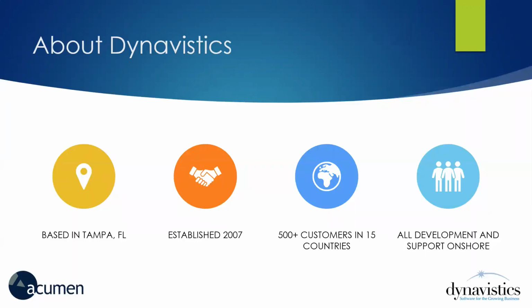So Dynavistics is based here in Tampa, Florida. We were established in 2007. We have over 500 customers in 15 different countries. All of our development and support is done onshore, either here in Tampa or in Grand Rapids, Michigan, where we have another office. So everything is done here.